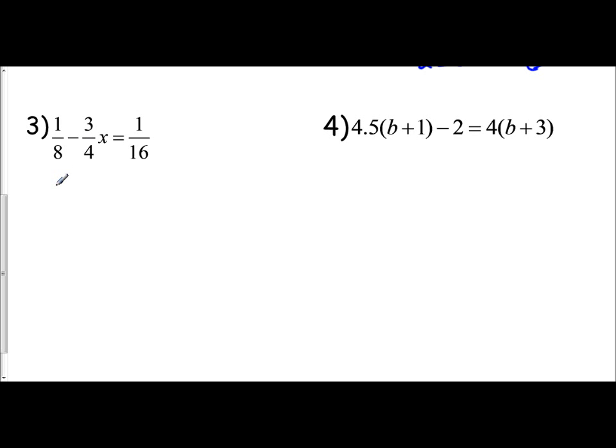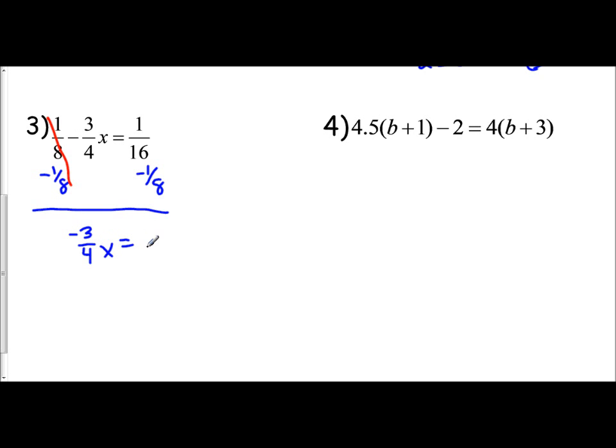Let's do the way that uses the same approach we did before. Get rid of anything you're adding or subtracting. So this is a positive 1/8. So I'm going to subtract 1/8 from both sides. That's going to cancel out the 1/8 here. So I'm left with my negative 3/4 x.